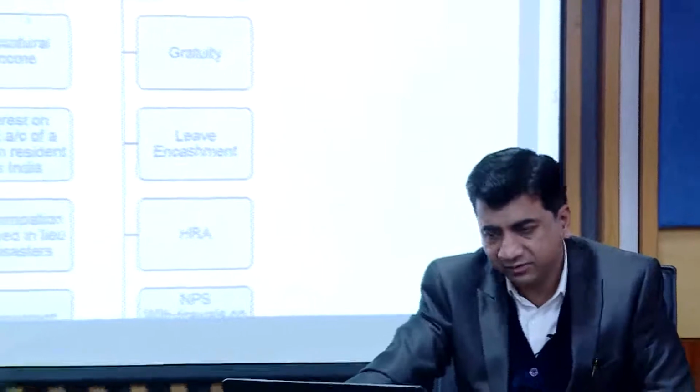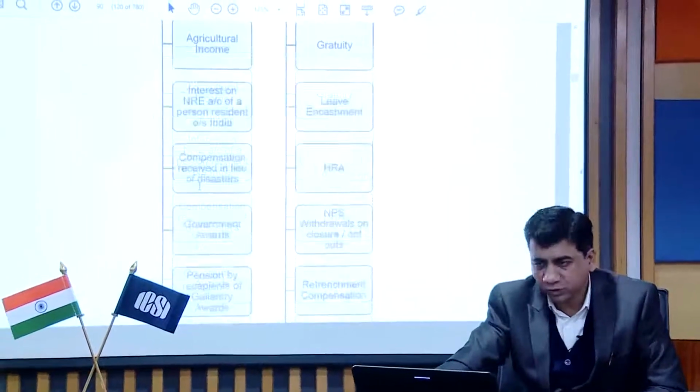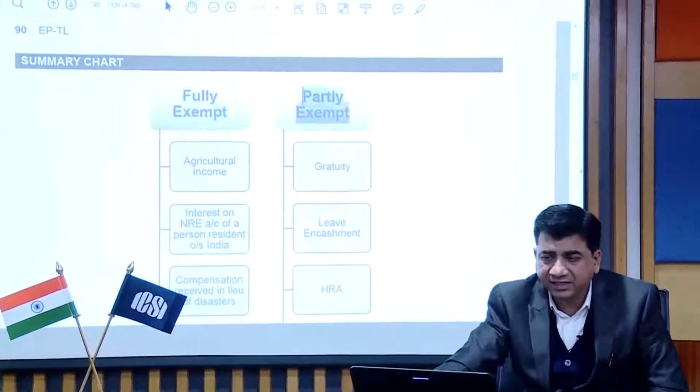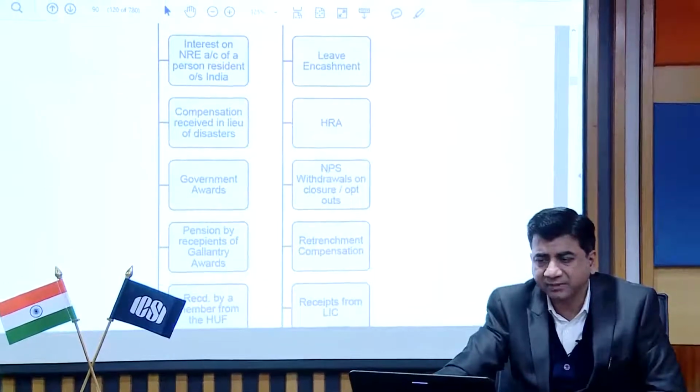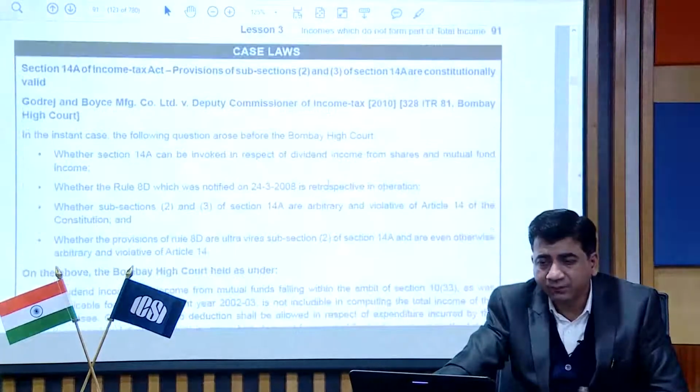This chart is given in your study material. There are certain exemptions which are fully exempt. We did, like, agriculture income, awards, pension. Just go through them. Some are partly exempt, like HRA, NPS; you just go 40%, 60%, you can do this. There are certain important case laws.